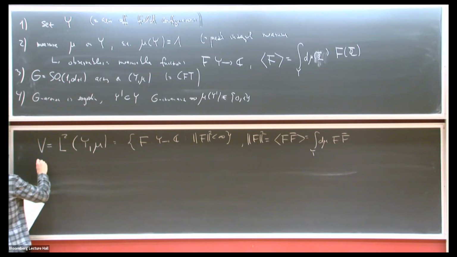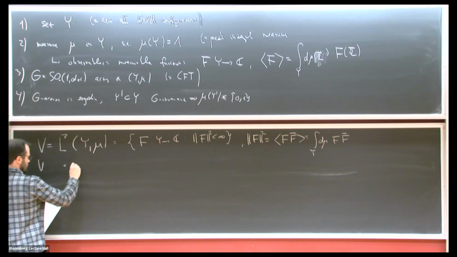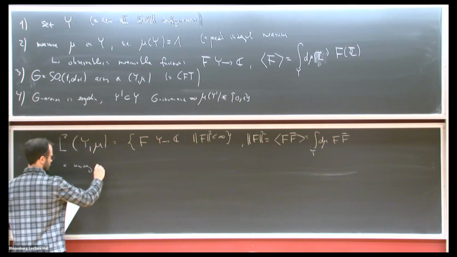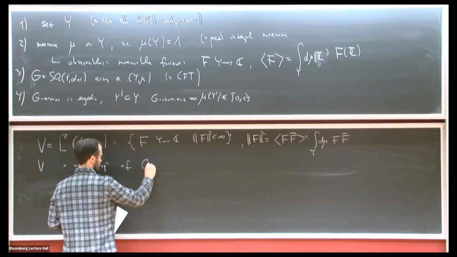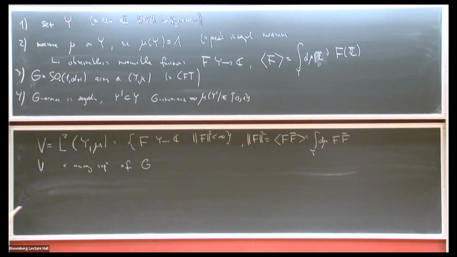So V is a unitary representation of the Euclidean conformal group. For reflection positive theories, there should be some kind of analytic continuation of this Hilbert space to obtain the physical Hilbert space. I may comment on that at the end.